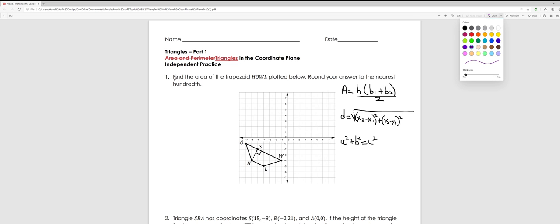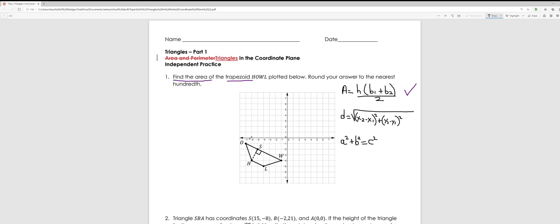Problem number one says find the area of the trapezoid. So you have a trapezoid, and this is the area formula of a trapezoid. Remember that you need to add the two bases, base 1 plus base 2, multiplied by the height, and you divide it by 2. So in order to plug it into the formula, you're going to need to find base 1, base 2, and the height of the trapezoid.